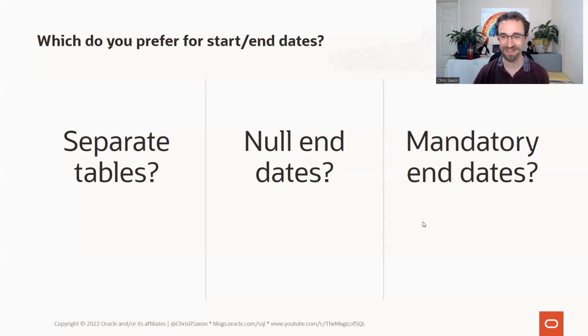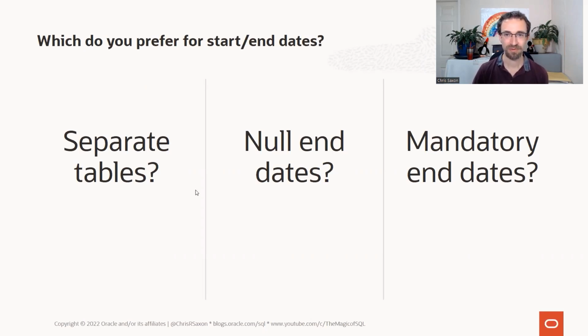Yeah, so I think probably most of you have voted at this point, and if I just share the results, pretty much all of you are going for null end dates, so not storing anything, rather than mandatory end dates. A few of you actually went for separate tables, so that's interesting. It was more of you than I expected. So if you've got an example of having done that, I'd love to hear it. Please share it.